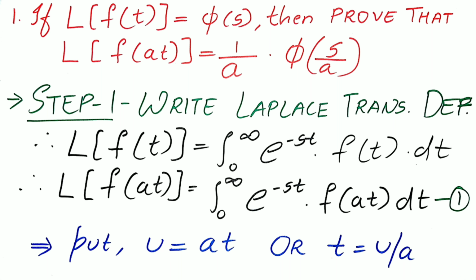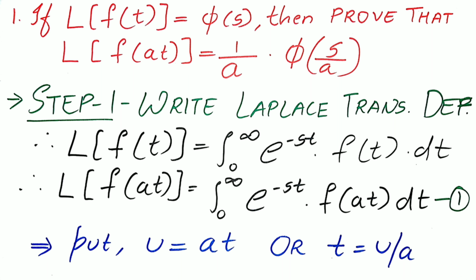Step number 1, write the Laplace transform definition. Write the basic Laplace transform definition that we had seen in the first video lecture. That is, L of f of t is equal to the integral from 0 to infinity of e to the power minus st f of t dt. That is the advanced version. Therefore, L of f of at is equal to the integral from 0 to infinity of e to the power minus st f of at dt. Mark this equation as number 1. I'll tell you later on why.